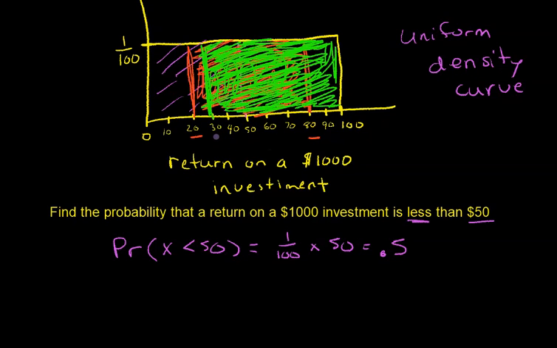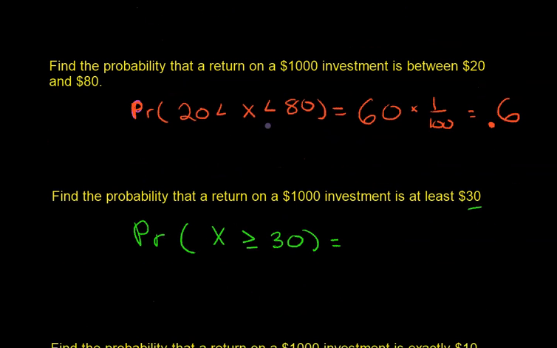What's the width of this box? It goes from 30 to 100, so the width is 70. And the height is 1 over 100. So 70 times 1/100 equals 0.7. That means 70% of the people that put $1,000 into this investment fund will get at least $30.